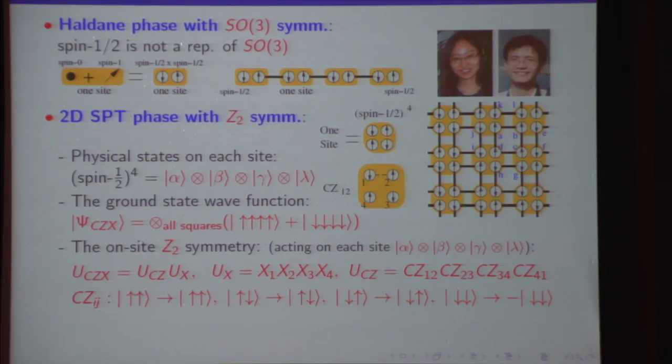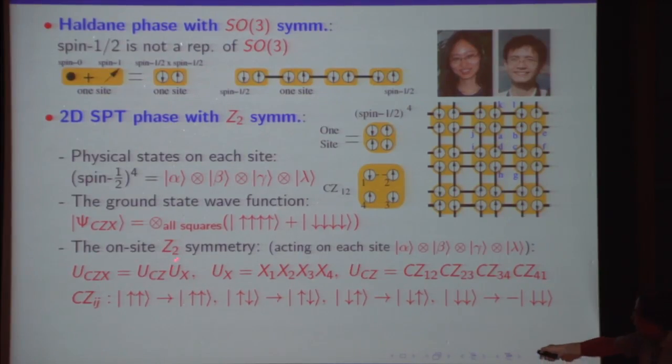We can define the Z2 symmetry in a kind of unusual way. This U_CZX is a generator of the Z2 symmetry, which acts on these 4 spins. This generator contains 2 parts. The U_X part is a spin flip; we just flip these 4 spins. Then we add another part, the U_CZ part. Why do we call it CZ? It's a controlled-Z gate, which is some controlled gate in quantum information terminology.